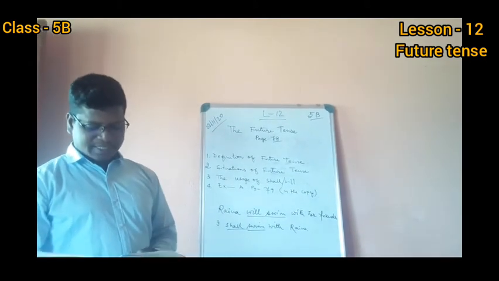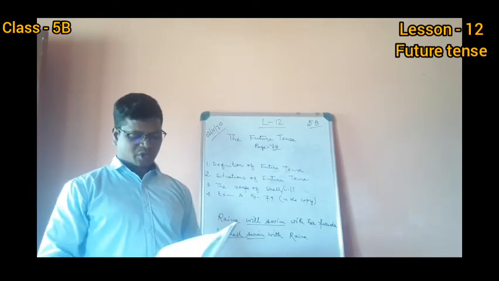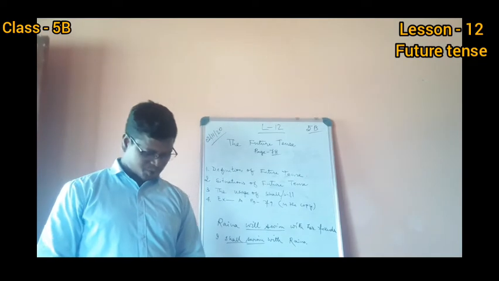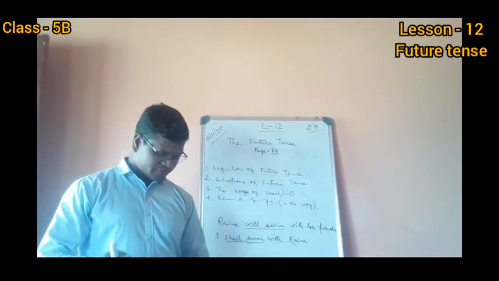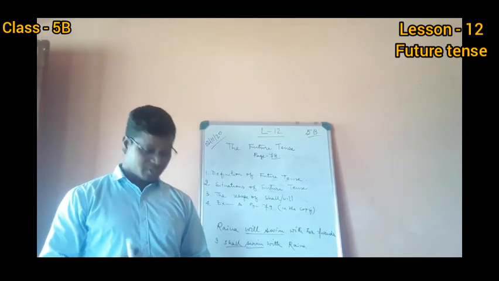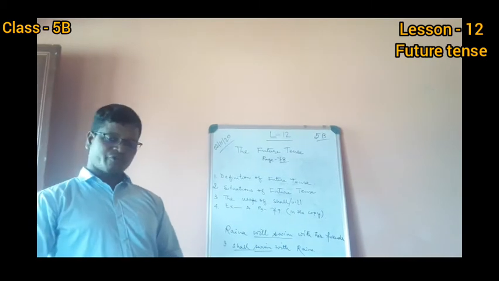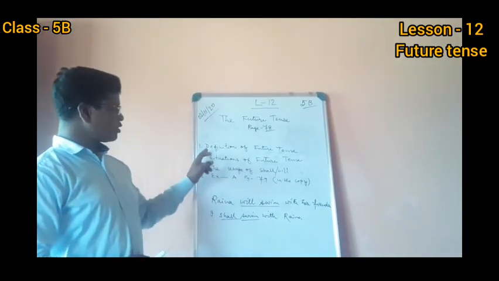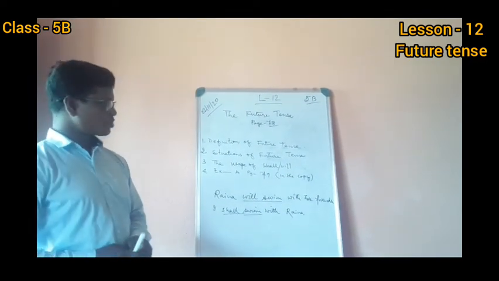The verbs in these sentences are in the future tense. A verb that talks about an action that will take place in the future is said to be in the future tense. So remember, a verb that talks about an action that will take place in the future is said to be in the future tense. So that's the definition of future tense.